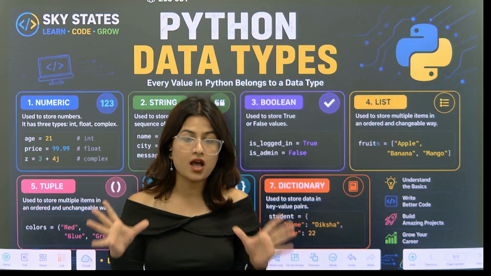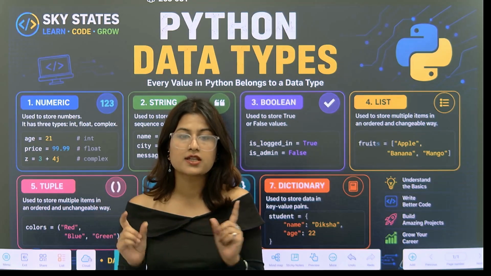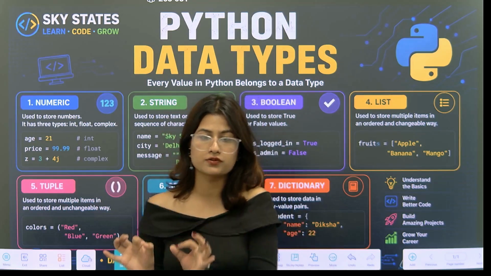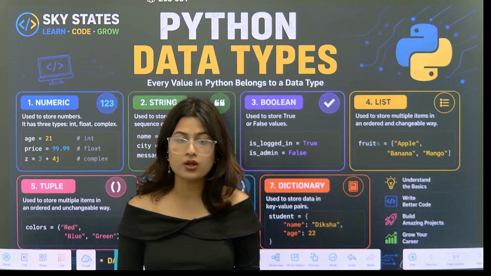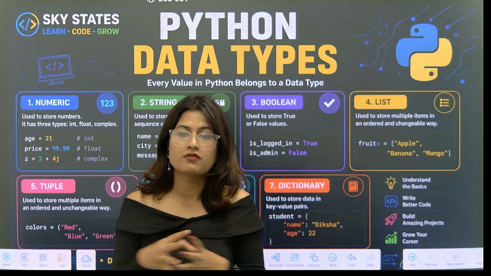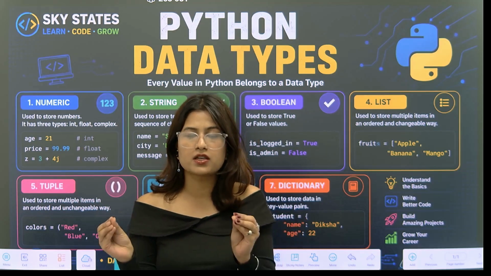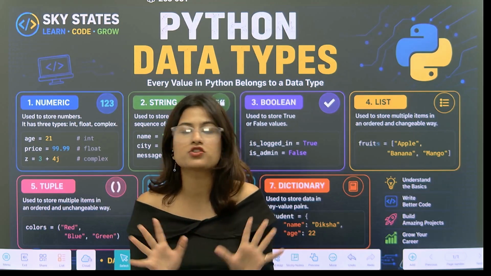Then at last we have our dictionary. A dictionary stores key-value pairs. It's perfect for organizing related information. And at last, we are done with all the data types. These are the most commonly used Python data types. Once you understand them, learning variables, functions, loops, and other Python concepts becomes much easier for you.